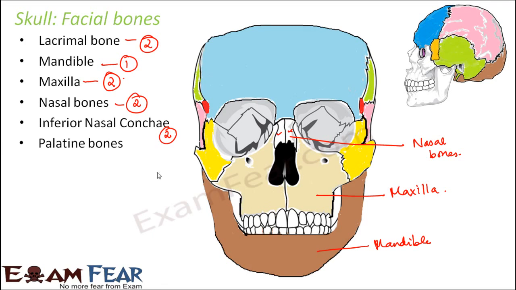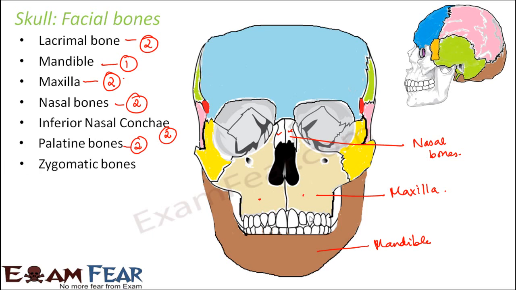The palatine bones. Where are the palatine bones? They are at the back of the roof of the mouth, and they are also two in number. So if you see this mouth, it is the back of the roof of the mouth. I cannot show this to you in this diagram, but if you open your mouth, behind the roof of your mouth you have two sets of bones, one on each side, one on this side and the other on this side. They are the palatine bones.